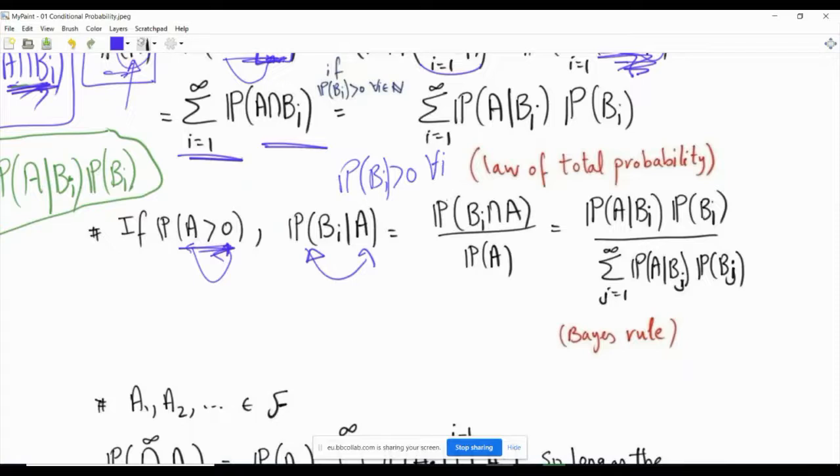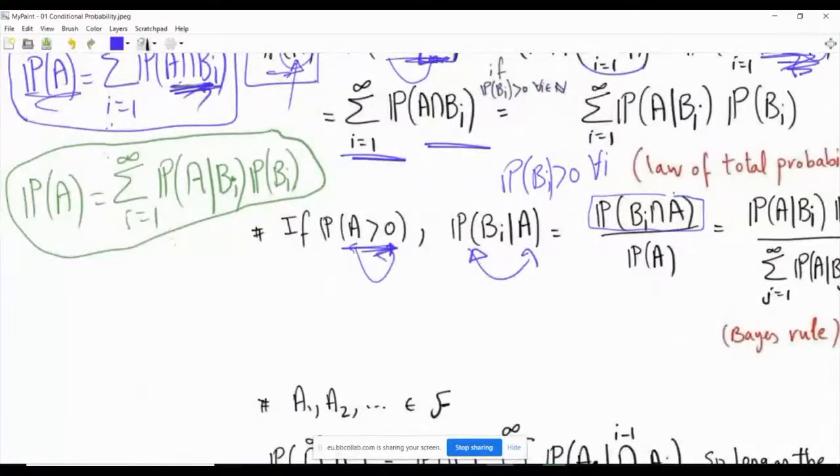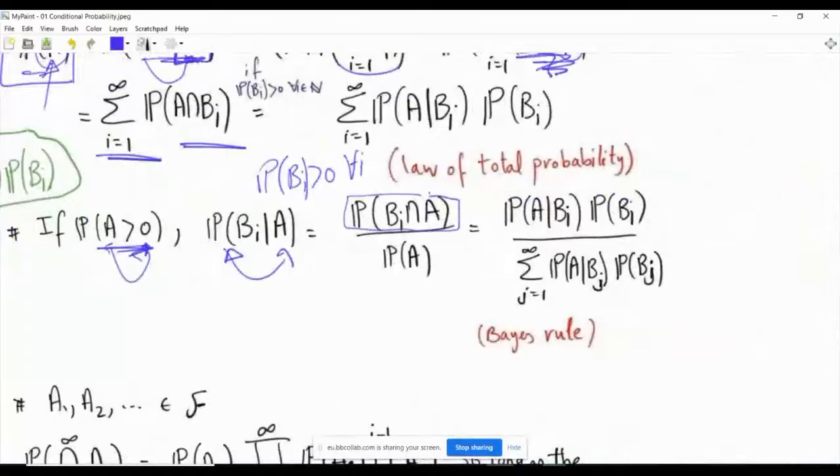Then you can write this intersection in the other way that I used previously: the probability of Bi intersection A is the probability of A given Bi multiplied by the probability of Bi. So this will be the numerator. And to the denominator we can apply the formula here, the law of total probability, and write that the probability of A is the summation j from 1 to infinity of the probability of A given Bj, times the probability of Bj.